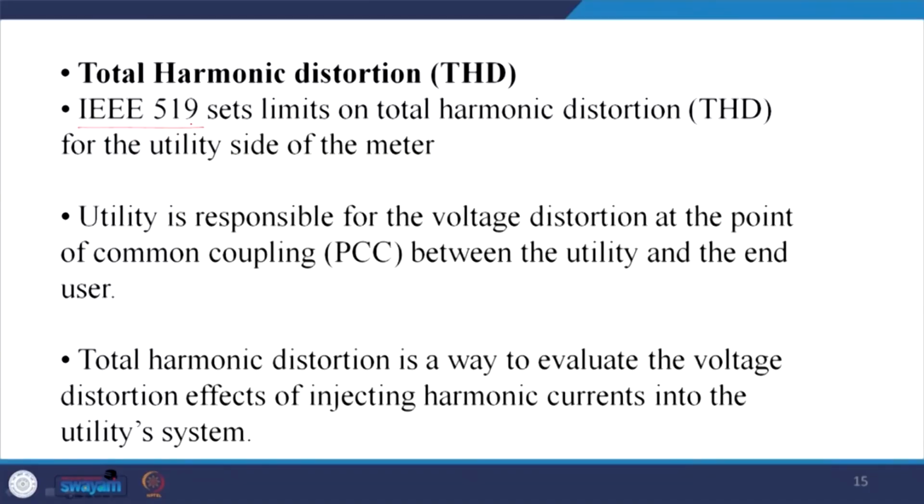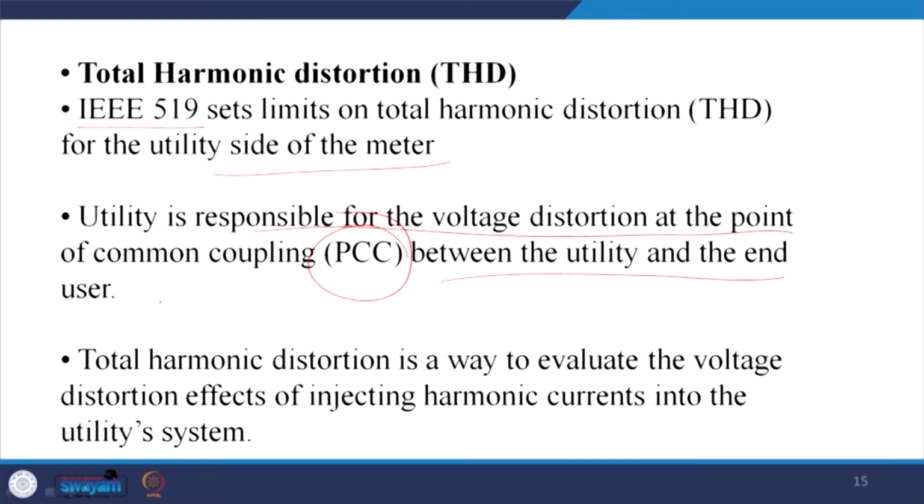So, the total harmonic distortion: IEEE 519 sets a limit of the total harmonic distortion for the utility side of the meter. It is generally restricted to 5%. The utility is responsible for the voltage distortion at the point of common coupling, which we will abbreviate as PCC in our further course of action between the utility and the user.